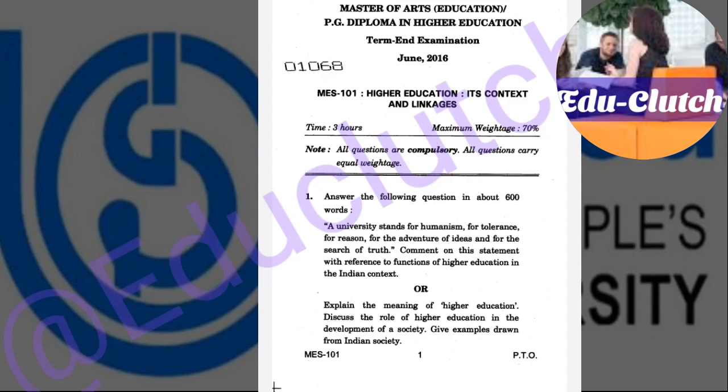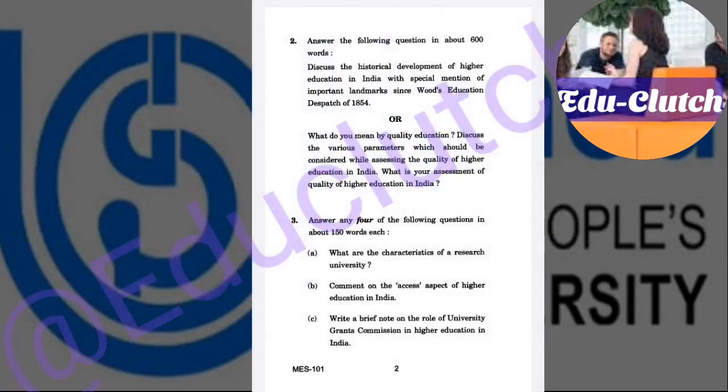Explain the meaning of higher education. Discuss the role of higher education in the development of a society. Give examples drawn from Indian society. Second, discuss the historical development of higher education in India with special mention of important landmarks since Wood's Education Dispatch of 1854.